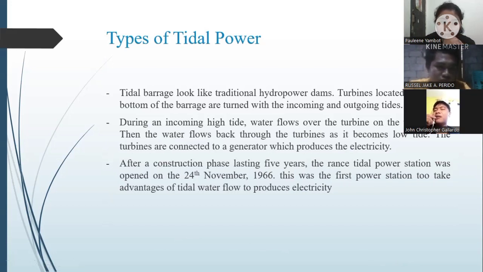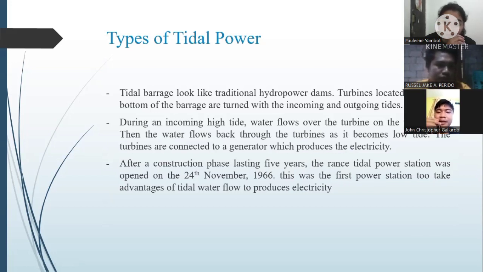Ibig sabihin, sa tidal barrage po siya, pag nagkaroon ng high tide, magpa-function yung tidal barrage, magbubukas ng dalawang gate. Ngayon, yung sa high tide po, papasok po siya doon sa coastal area. Ngayon, magpa-function po ngayon yung turbine doon sa ilalim ng tidal barrage. Ngayon po, pag nagkaroon po ng low tide, ibig sabihin, bababa yung karagatan. Pero yung sa coastal area, mataas po, magba-backflow lang po siya papuntang karagatan. Yun ang nangyayari po sa tidal barrage.